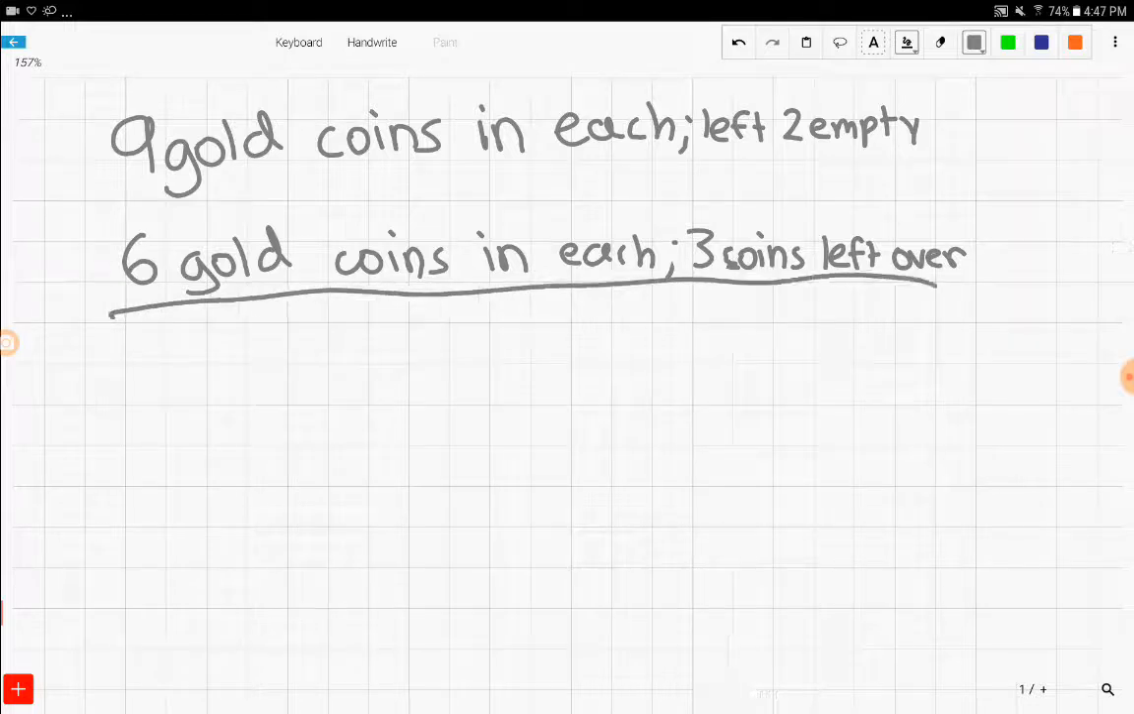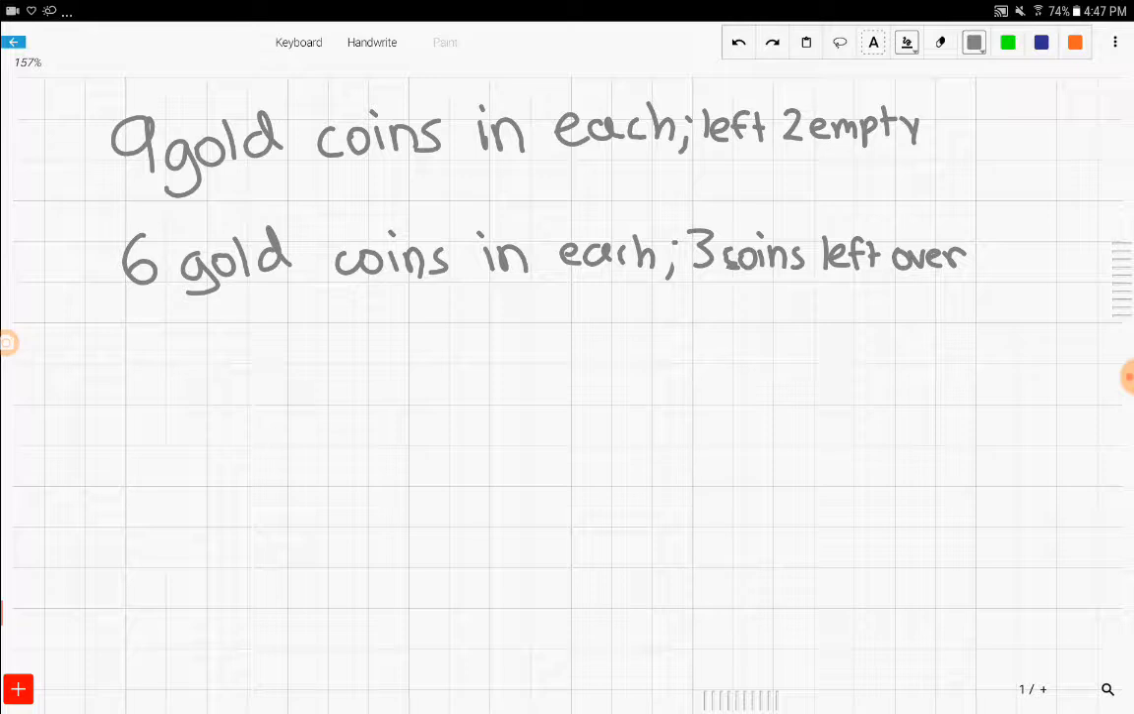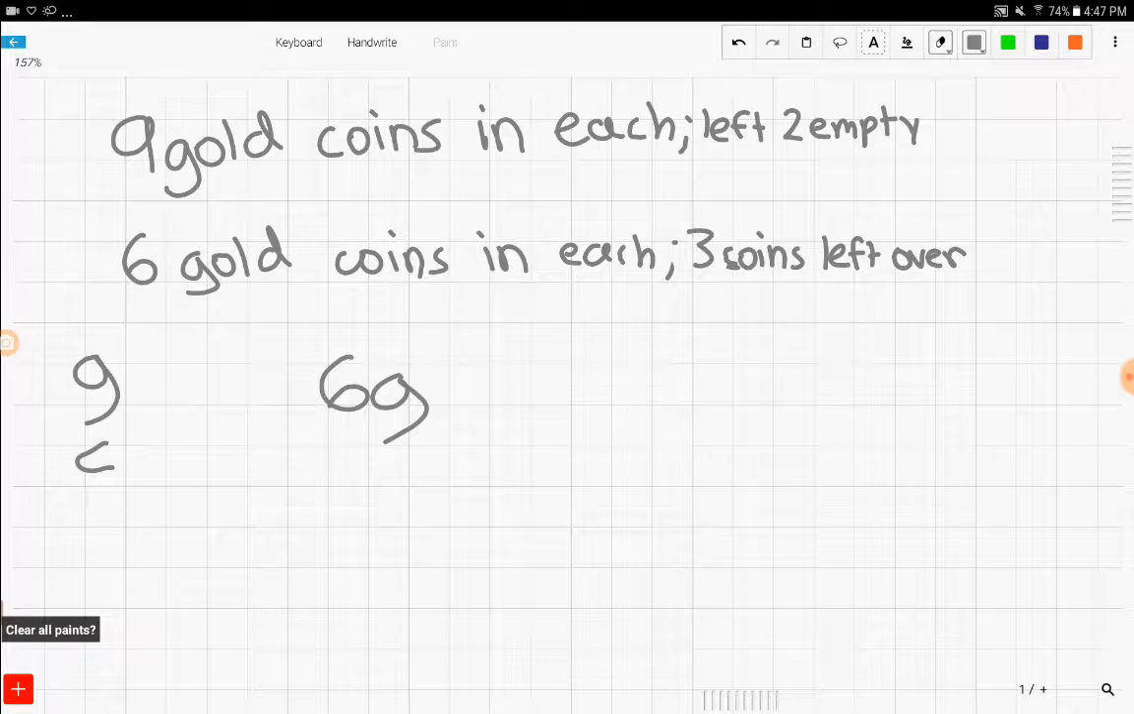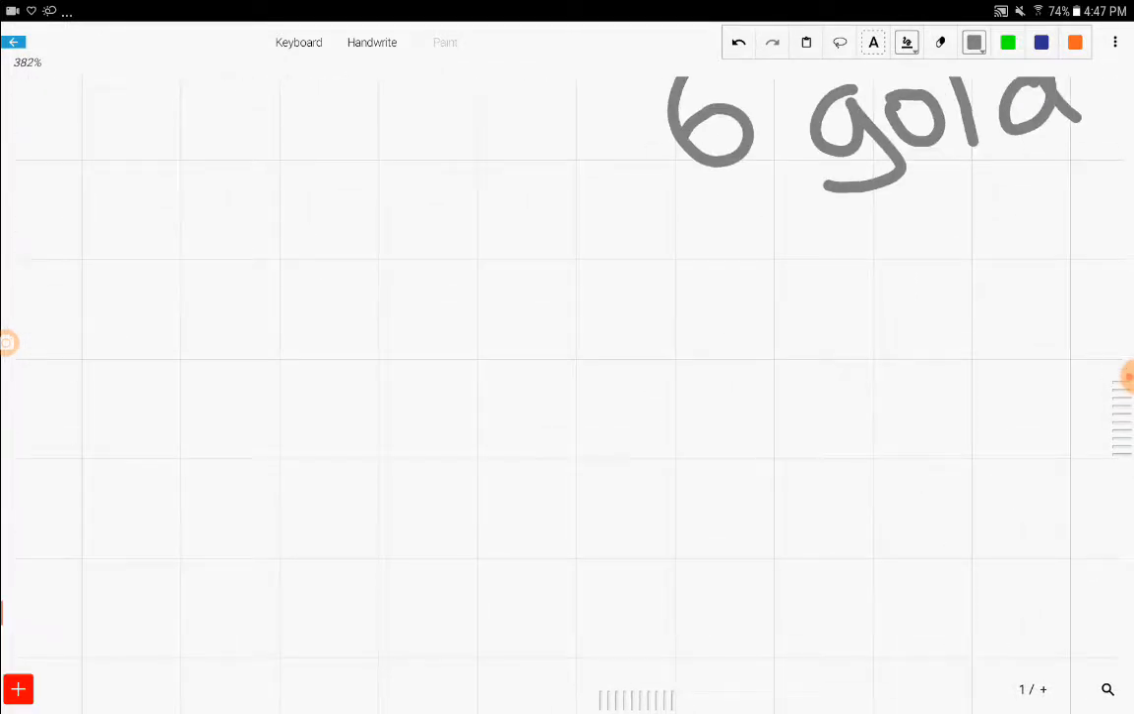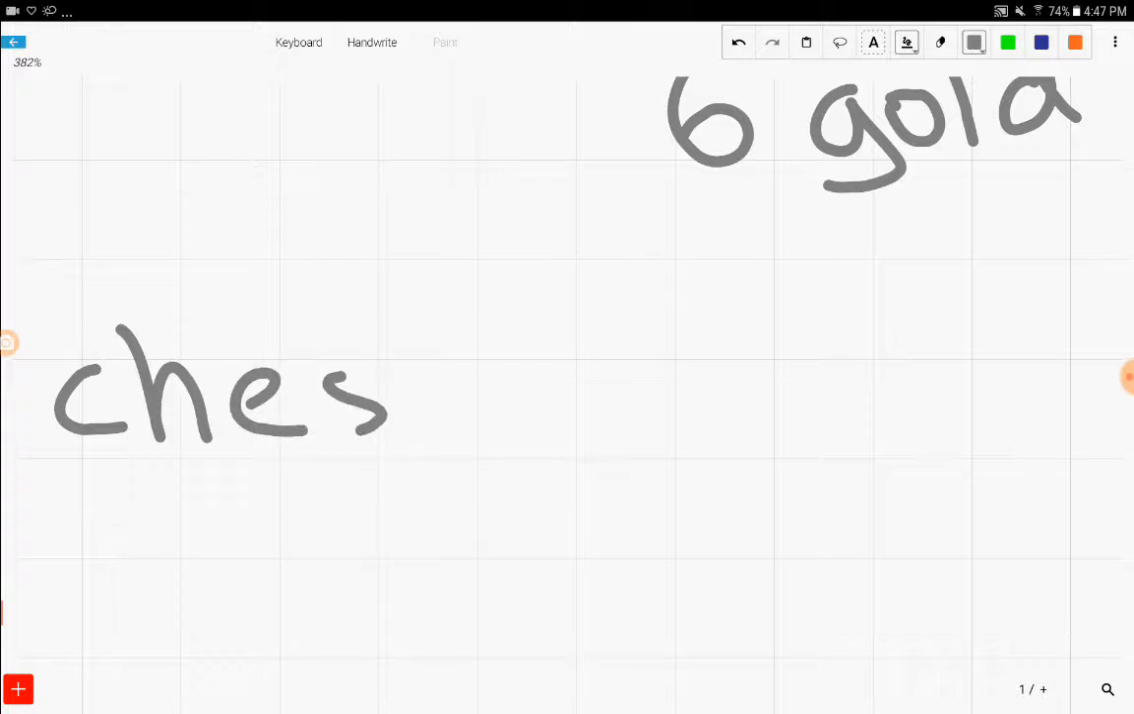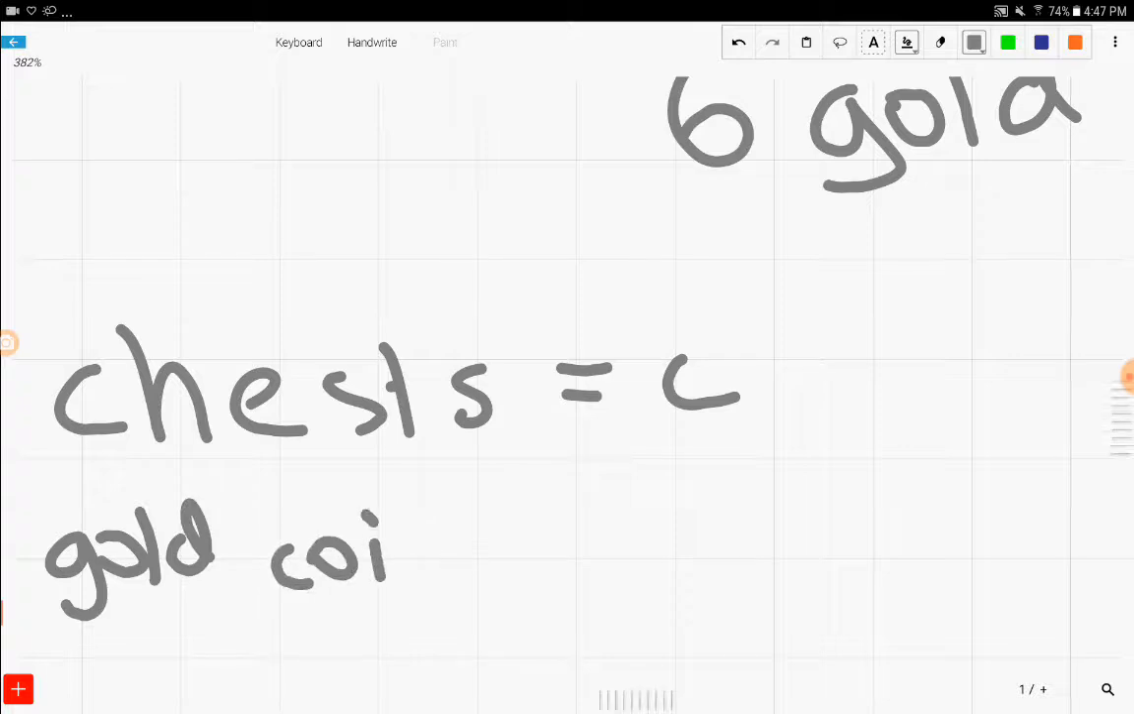First, let's start with the second statement. So I put 6 gold coins, so 6 times, let's call the number of gold coins G. So 6G, and then the number of chests is going to be C. Wait, no, so instead this is C. The number of chests, let's just define this so it doesn't get confusing. Number of chests equals C, and number of gold coins is equal to G.